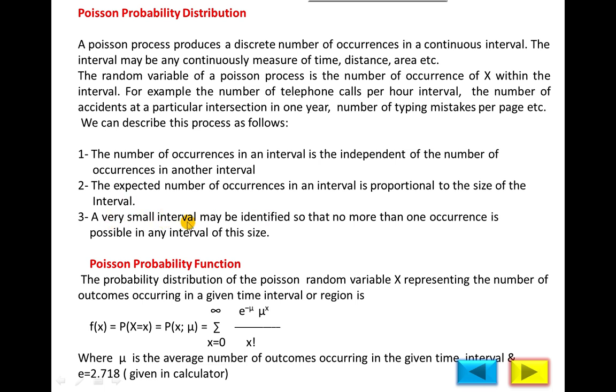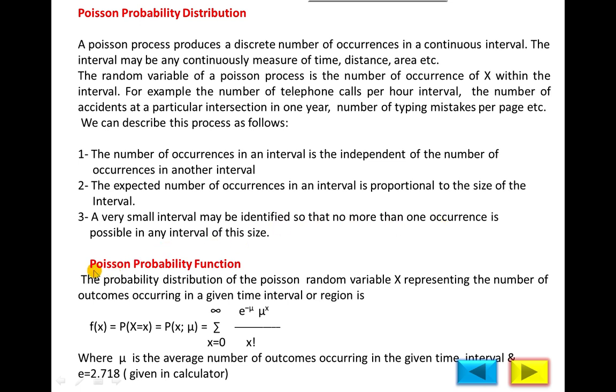A very small interval may be identified. You can divide the area or time into very small intervals. You can collect the accidents per hour, per minute, so that no more than one occurrence is possible in any interval of that size. Maybe 0 observations in a small interval. Okay.